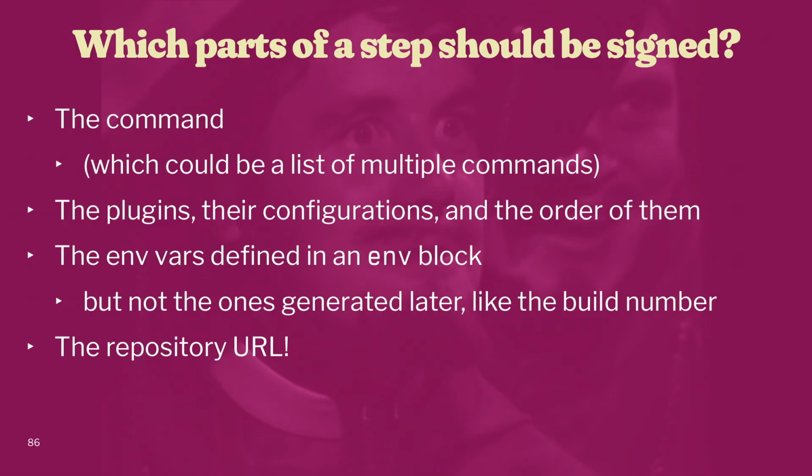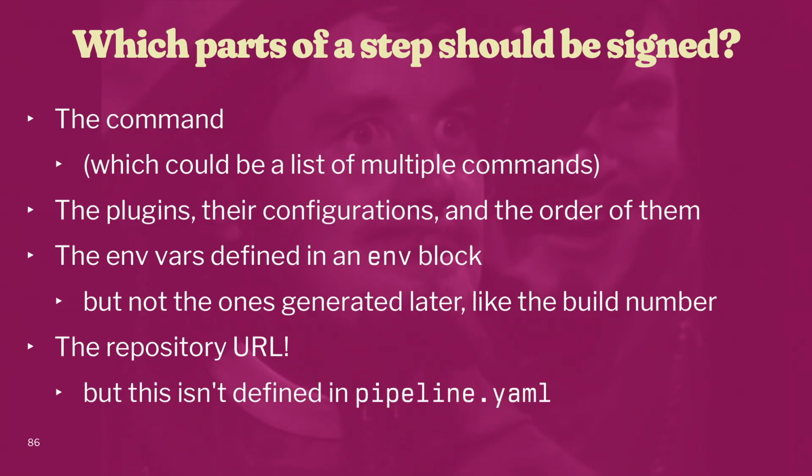Because we don't want the agent to download some random repo from GitHub. But that information is not in the pipeline at all. That's set in the user interface.